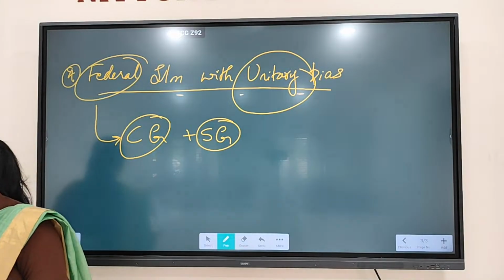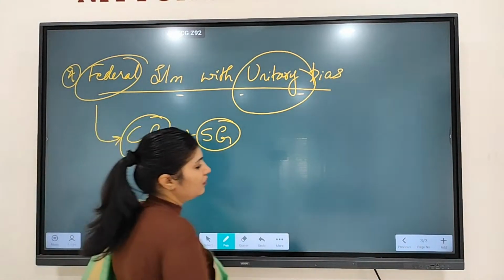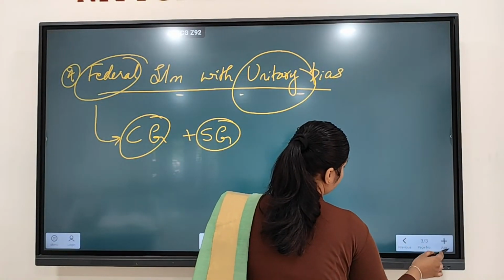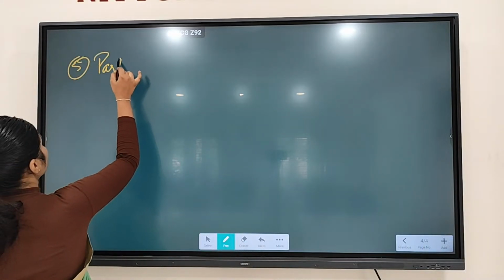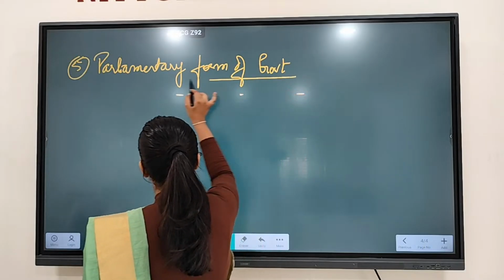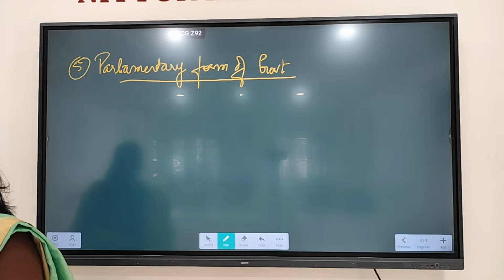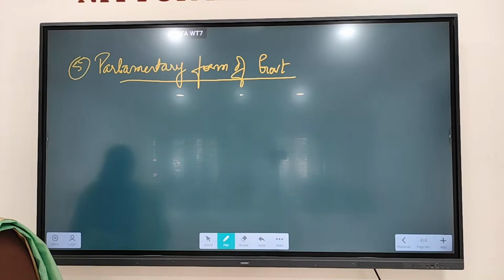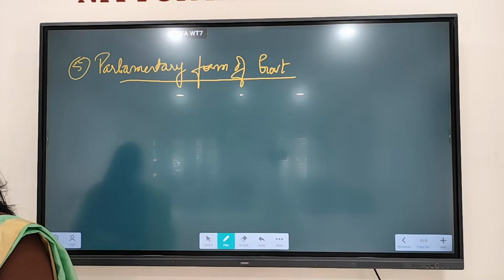Understood? Next one. Parliamentary form of government. Fifth one. Just write down the fifth one. Parliamentary form of government.